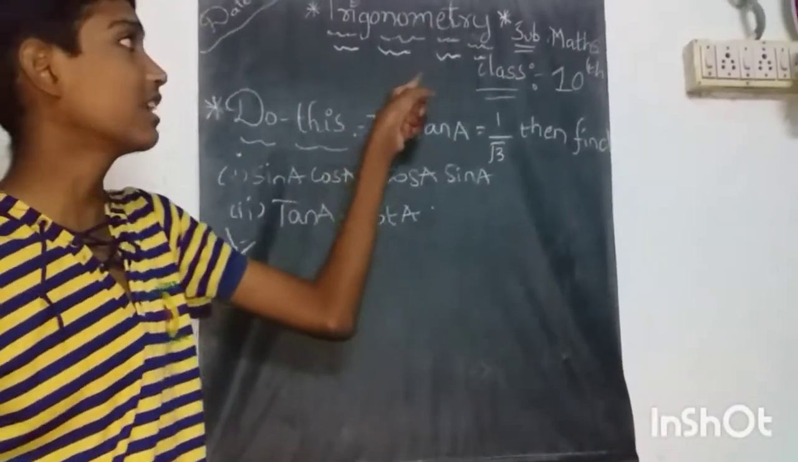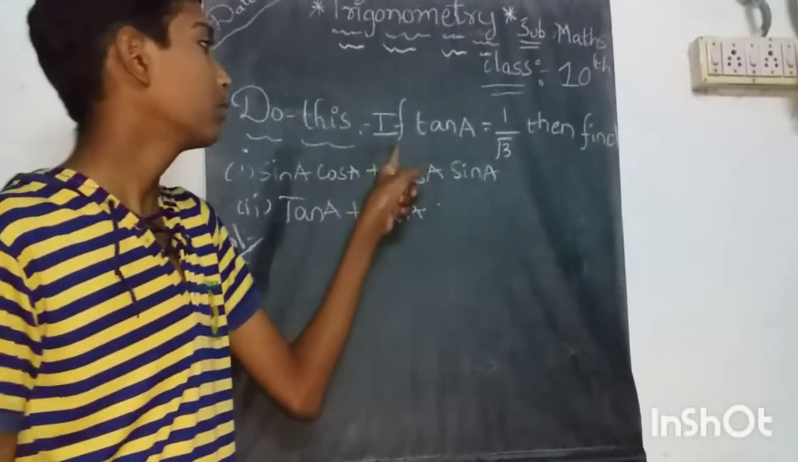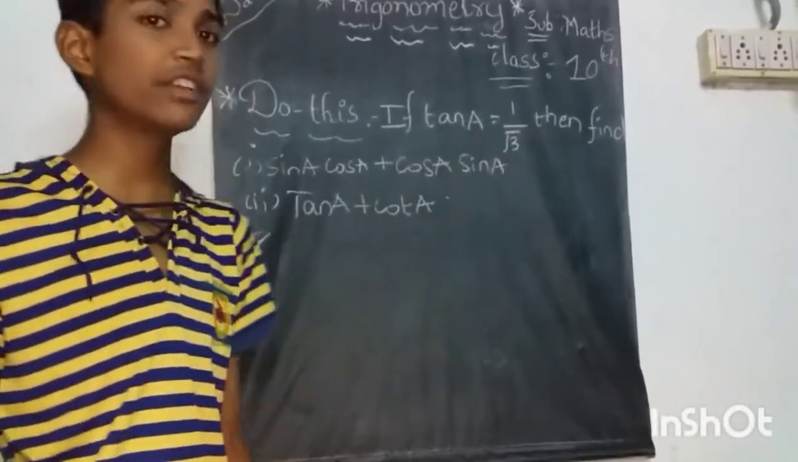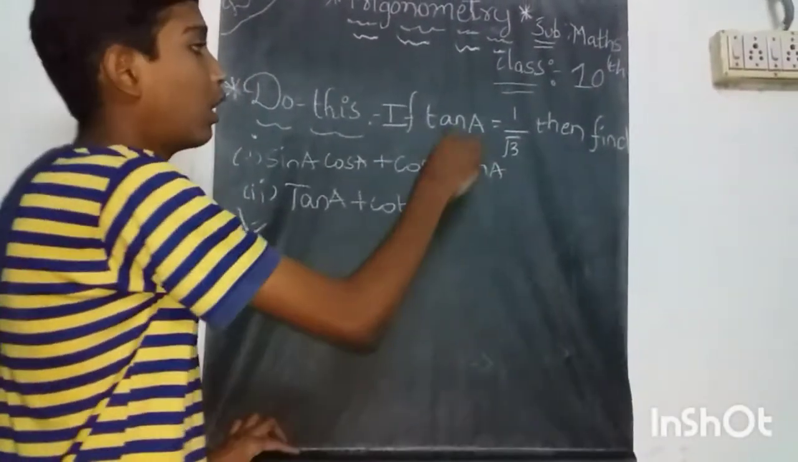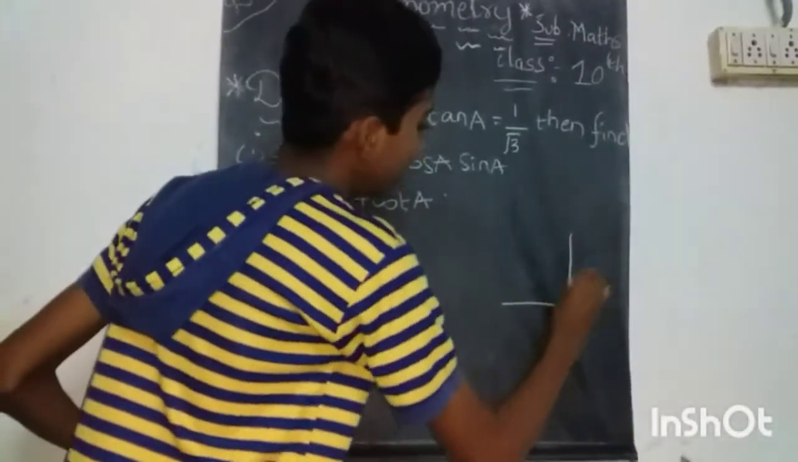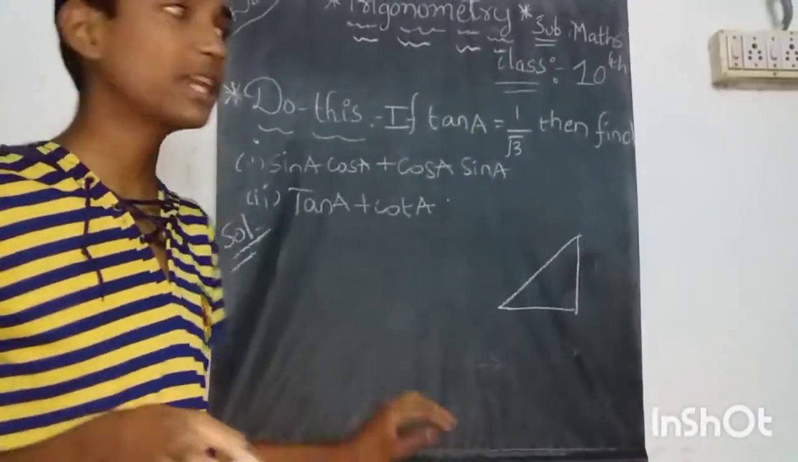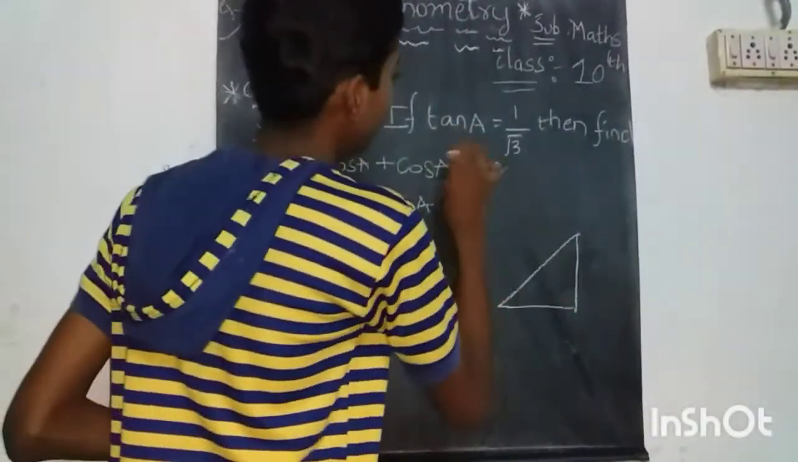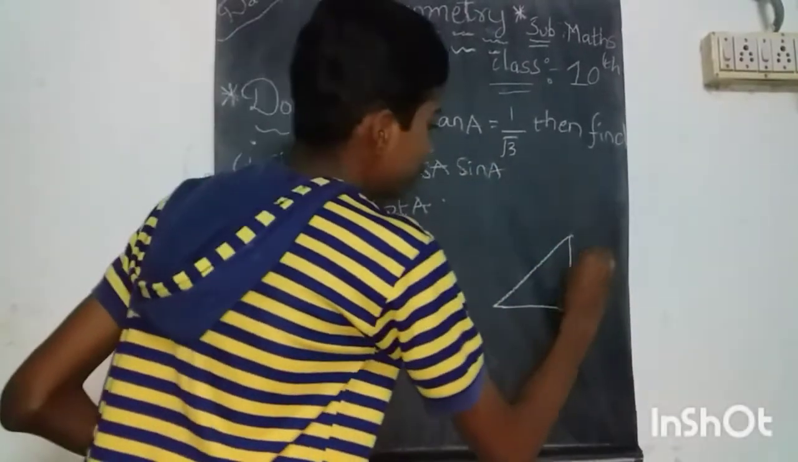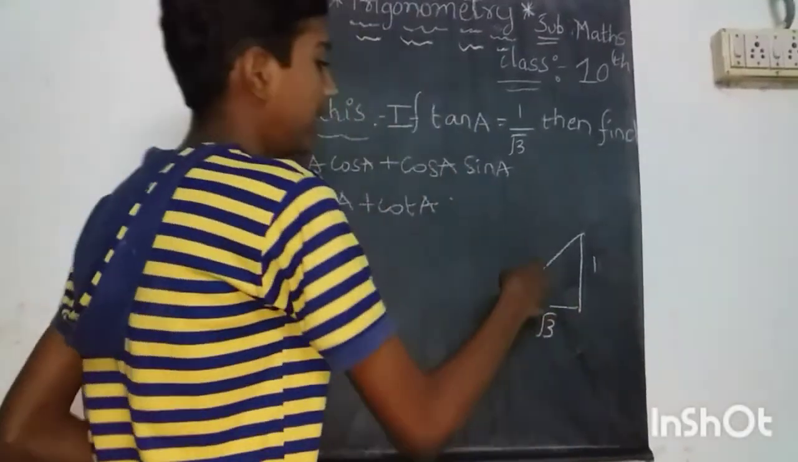Let us discuss our trigonometry lecture 3, and before going to this, I am going to solve the do-this question given in the previous video. How to do this question? Make a right angle triangle and solve this. First of all, tan A is equal to opposite by adjacent. We have discussed this in trigonometry part 1, and substitute this opposite by adjacent here.